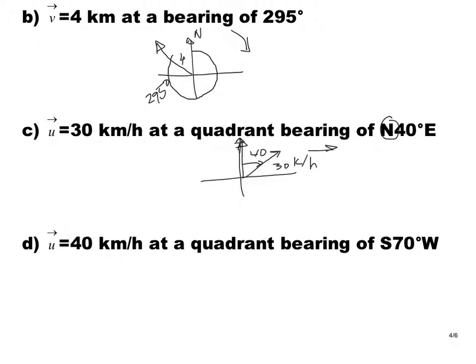The next example says u is 40 kilometers per hour at the quadrant bearing of south 70 degrees west. So again, this is our north, south, east, west. So initially we are going towards south, so this way, and then we turn 70 degrees toward the west, which is going to be here. So this angle is 70 degrees, and the magnitude is 40 kilometers per hour.